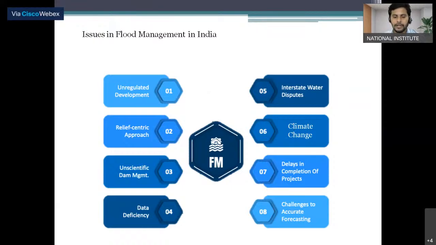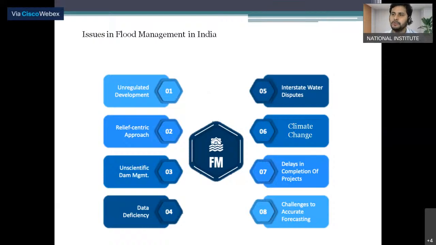Then there is data deficiency. In disaster management, you can make a move by understanding the previous incident history. In India, we don't have that kind of data, particularly from the 18th century. We don't have that much data to move forward in this kind of disaster management. Then there are interstate water disputes. As my previous speaker also said, the main reason for the flood disaster in Gujarat was the water release from Rajasthan state to Gujarat, which led to a flood disaster in Banaskantha district of Gujarat.